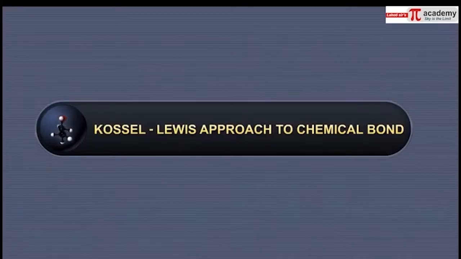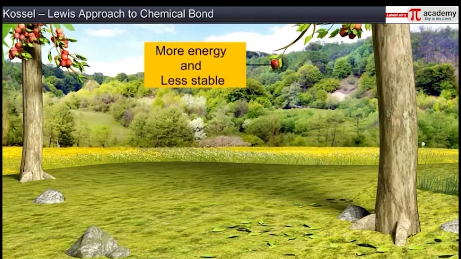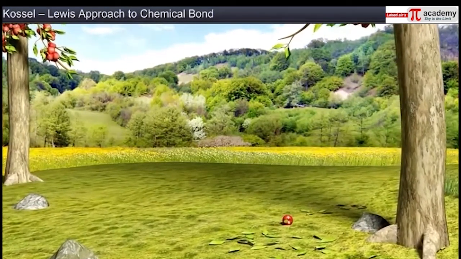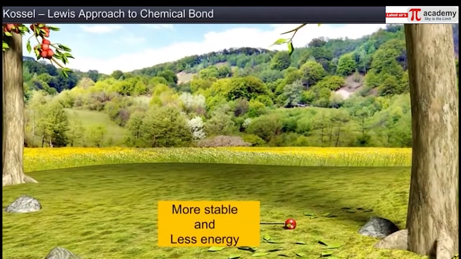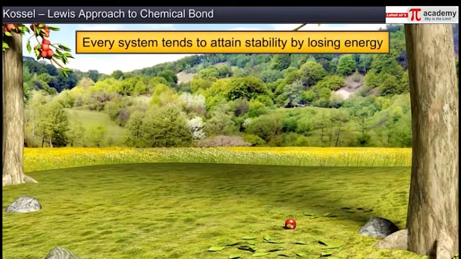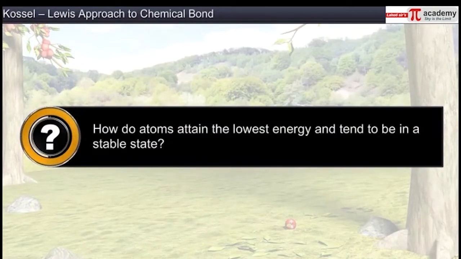In this module, you will learn about the formation of chemical bond and the Kossel-Lewis approach to chemical bond. In nature, a system with more energy is less stable. In other words, the lowest energy state corresponds to the most stable state of the system. So, every system tends to attain stability by losing energy. Let's see how the atoms attain the lowest energy and tend to be in a stable state.